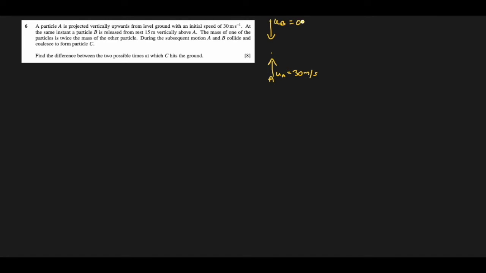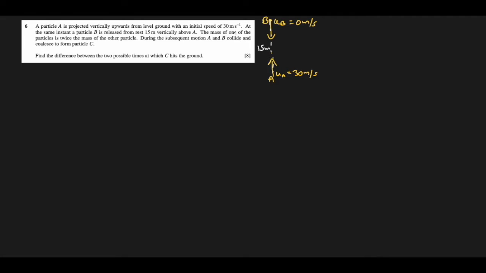UB is equal to 0 meters per second. This is particle B here. Particle B is 15 meters vertically above A. So the distance between them is 15 meters.